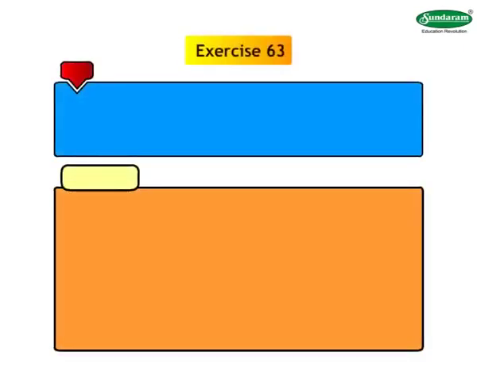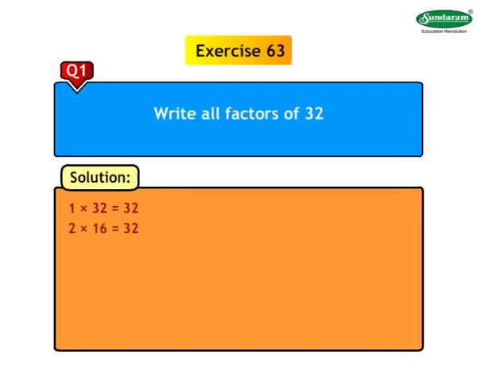Let us solve other examples from exercise 63. Question 1. Write all factors of 32. Now, 1 into 32 is equal to 32. In 2's table, 2 into 16 is equal to 32. In 3's table, we do not have 32 because 3 into 10 is equal to 30 and 3 into 11 is equal to 33. Therefore, 3 is not a factor of 32.